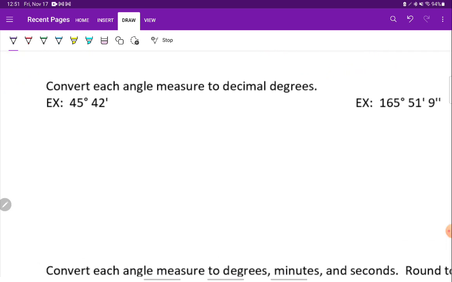The next thing we're going to do is convert each angle measure to decimal degrees. I mentioned before that our degree, minute, second notation was just another way to represent the decimal portion of a decimal. So we're going to practice converting back and forth between the two.